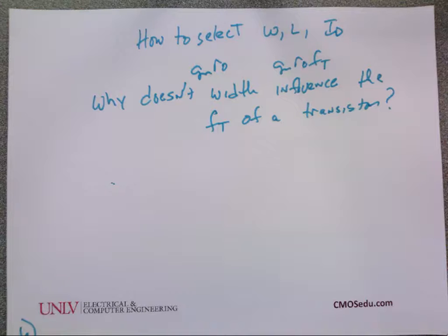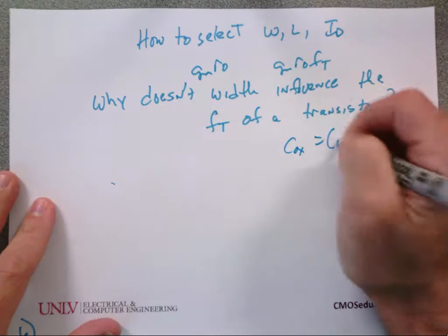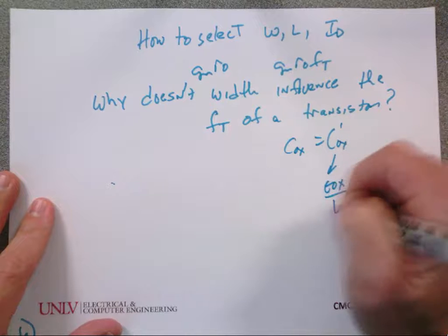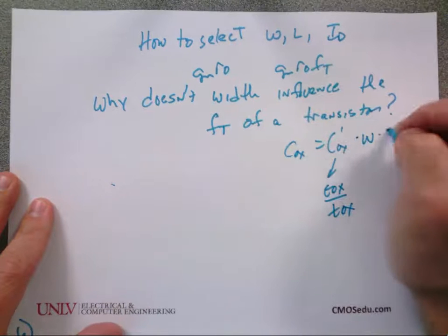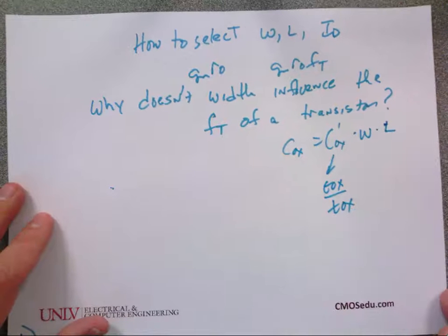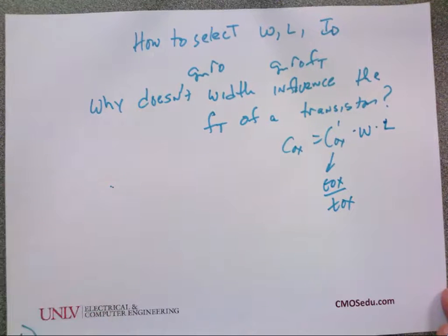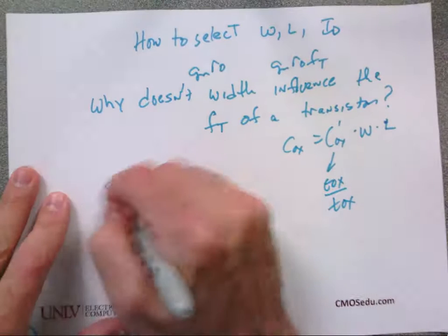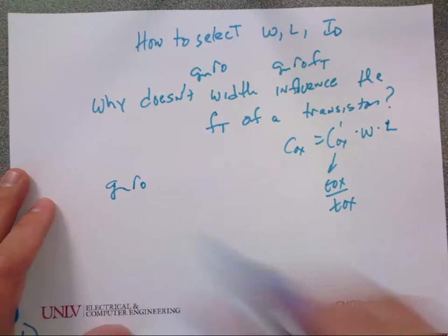But what happens to the capacitance of the device with the wider width? Remember Cox is equal to Cox prime, which is epsilon ox over Tox, the parallel plate capacitor, times W times L. It goes up. So my GM goes up, but also my inherent device capacitance goes up. And they go up by the same amount, so the ratio stays the same. So the width doesn't influence the FT. Does everybody follow that? What about GMR out? Make sure you know those, all right? Because I will ask you something there.